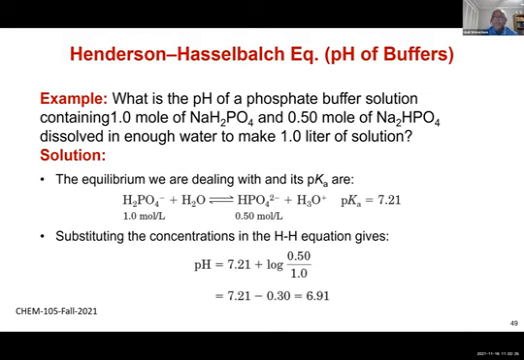You can see that you can change the ratio of weak acid and conjugate base and change the pH of a buffer from the pKa value. If the concentrations of weak acid and conjugate base are equal, the pKa value is the same as the pH of the buffer solution.